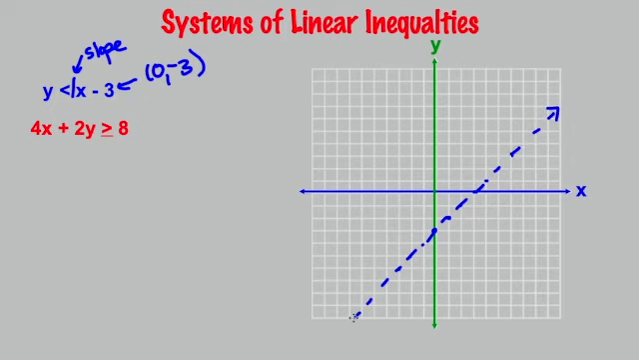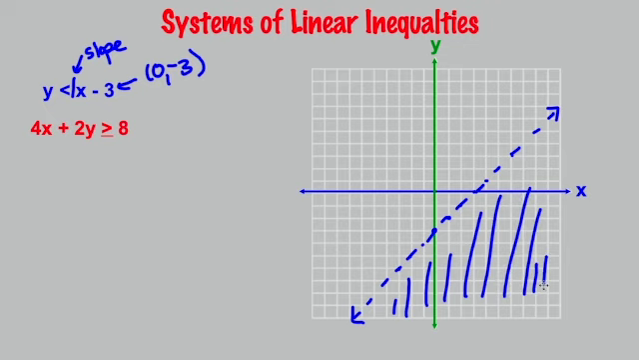we're going to decide what side we should shade. So because it's less than, we're going to choose the side that's below it. So I'm going to be choosing this side over here. That is below the line. So I'm going to go ahead and shade it. So that is how you do one of them.